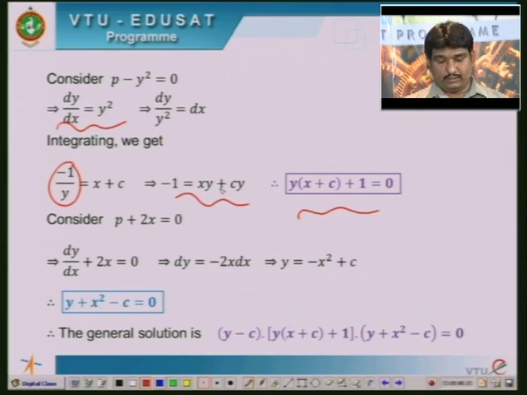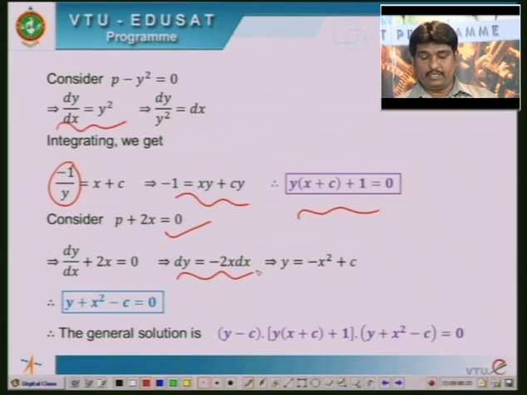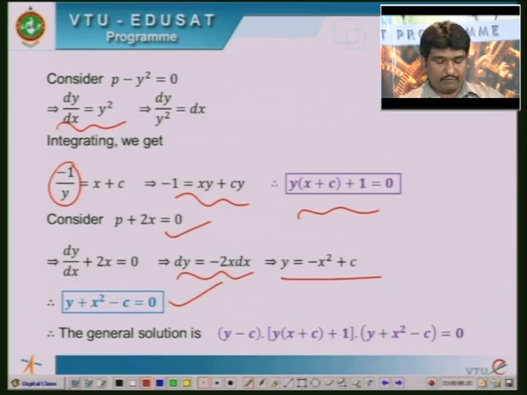Now, consider the third factor, p plus 2x equals 0. Same procedure: separate the variables, integrate it to get the solution y plus x square minus c equal to 0. The product of all these is the general solution of the given differential equation.